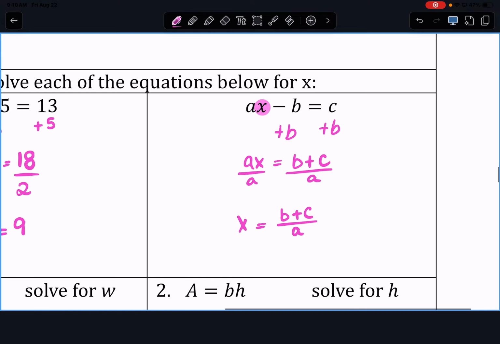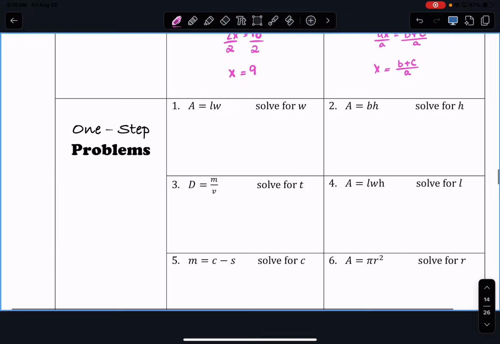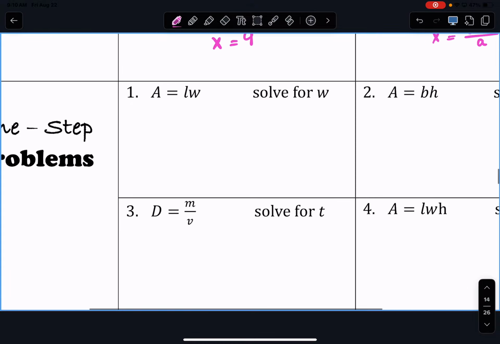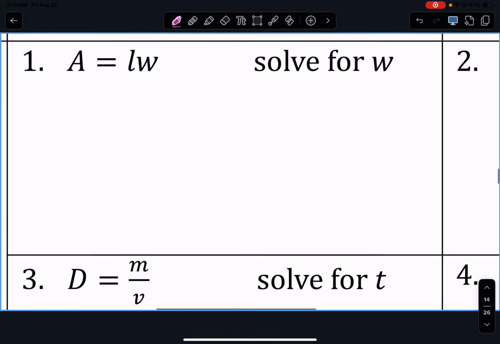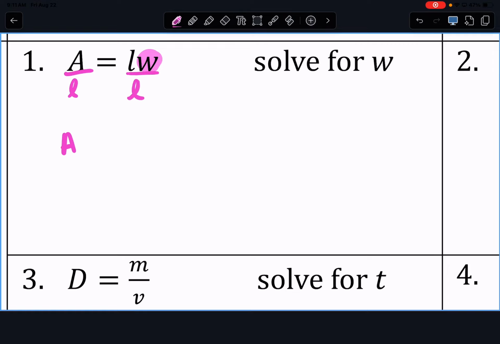So we're going to go ahead and do a few of these here. Let's look at number 1. For 1, we're going to solve this for W. So we have A is equal to L times W. How do I get W by itself? Divide by L. So we get A divided by L equals W.